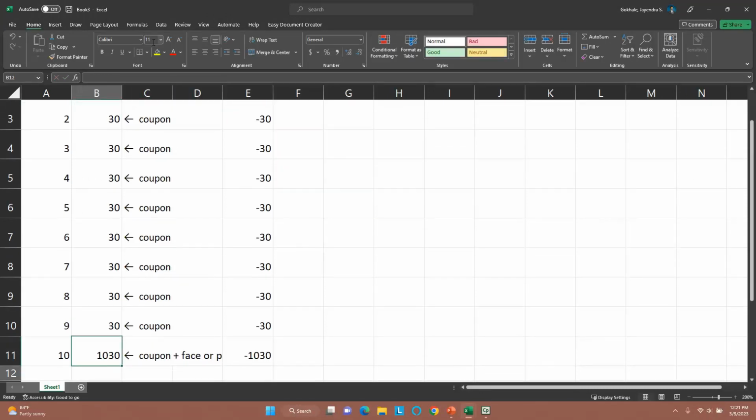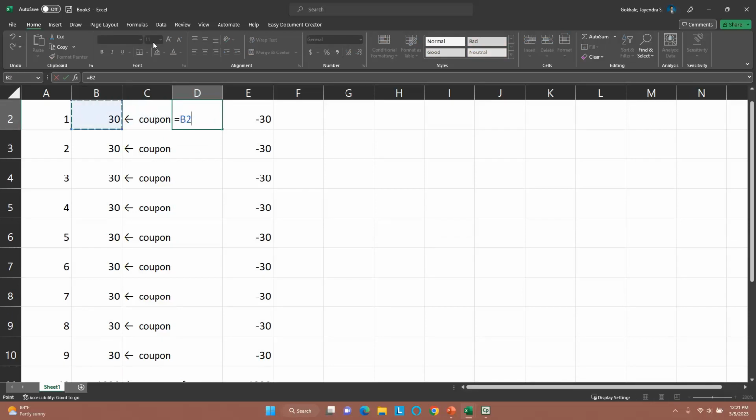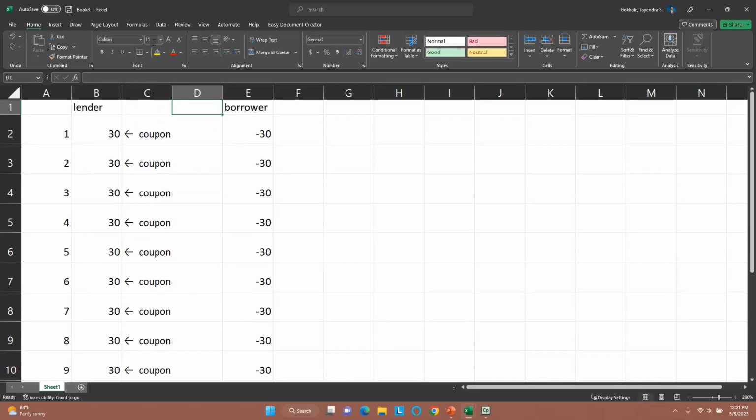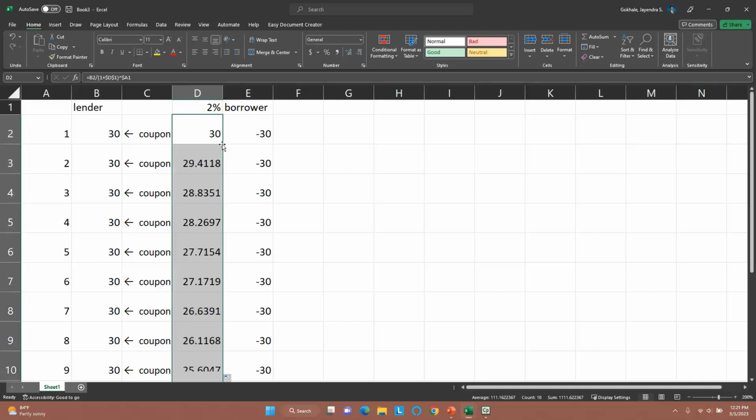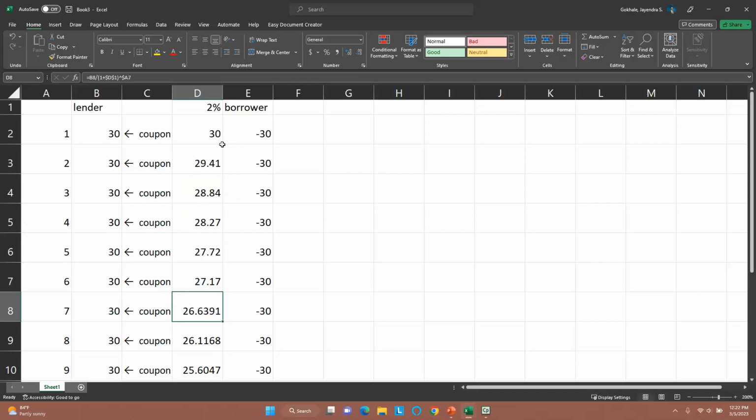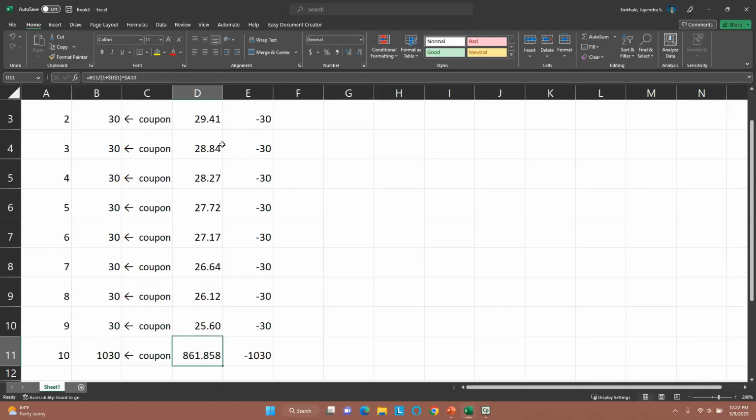Now, this is where the loan concept comes in powerfully. So there are two ways to do this. We're going to do this by using the standard method, in which we just do equals this divided by, wait, we have to first put 2%, right? So equals this divided by 1 plus $D$1 to the power of $A1, and then black cross, double click. So these are all the present values of each cash flow. And notice how as the same cash flow goes further and further out, its present value decreases.